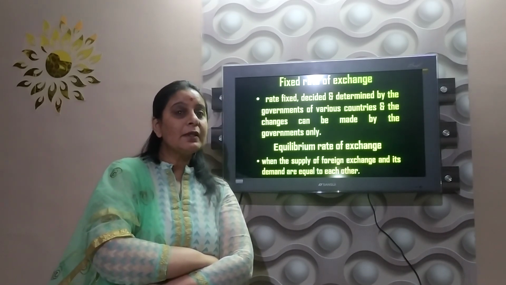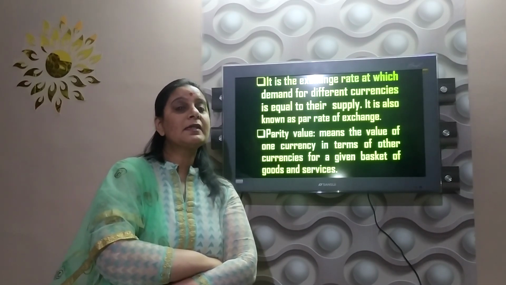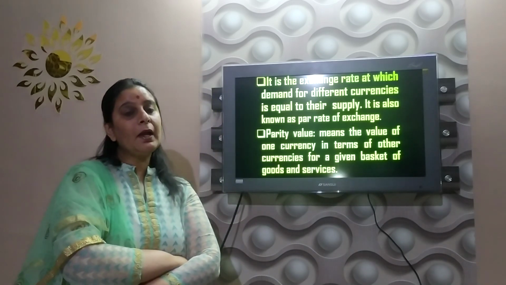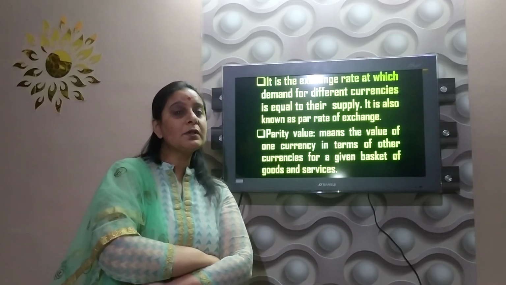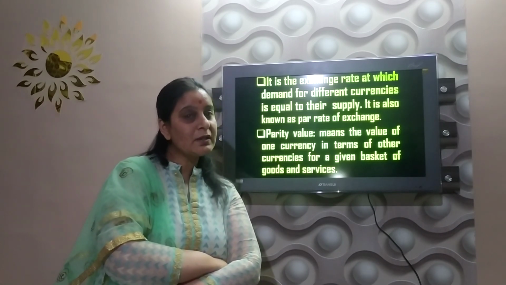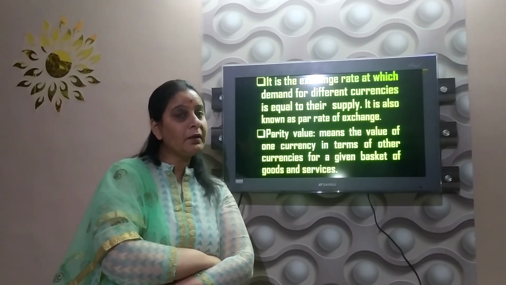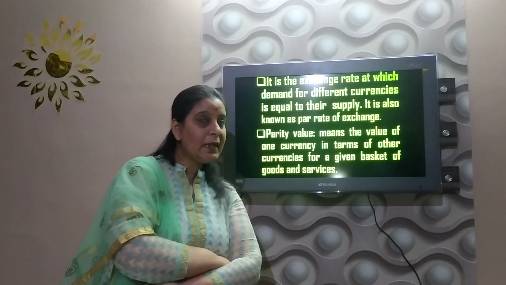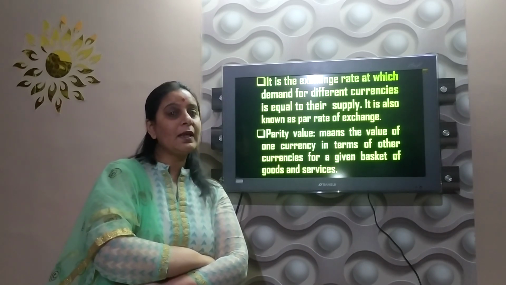पैरिटी वैल्यू मीन्स जब आप एक्सचेंज रेट डिटरमाइन करते हैं ऑन द बेसिस ऑफ सिलेक्टेड बास्केट ऑफ गुड्स एंड सर्विसेज इन टू कंट्रीज. जब आप पैरिटी वैल्यू में एक्सचेंज रेट इस बेसिस पर डिसाइड करते हैं कि आपने जो गुड्स एंड सर्विसेज सिलेक्ट किए वो सेम क्वांटिटी और सेम क्वालिटी के होने चाहिए. वो सेम क्वालिटी और सेम क्वांटिटी के गुड्स एंड सर्विसेज एक नेशन में कितने मनी में मिलेंगे और दूसरे नेशन में कितने मनी में मिलेंगे, दैट इज व्हाट इज कॉल्ड एज पैरिटी वैल्यू.